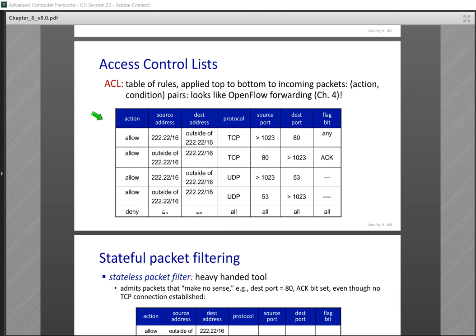And this is an example of access control lists. For example, if my source address is 222.22/16 and the destination is somewhere else, the protocol is TCP, and its source port number is higher than 1023 with destination port 80, and I don't care about the flags, then this traffic is allowed.